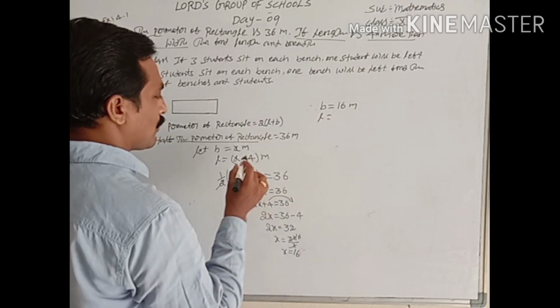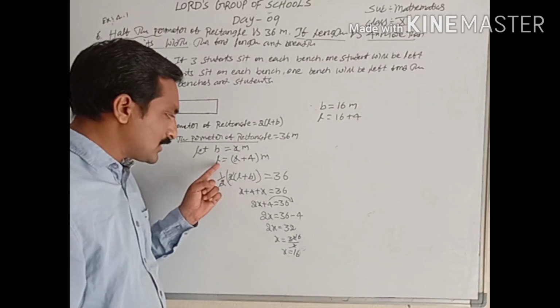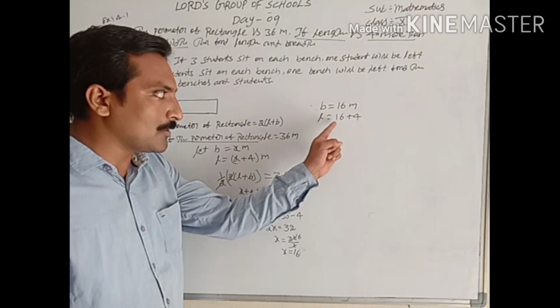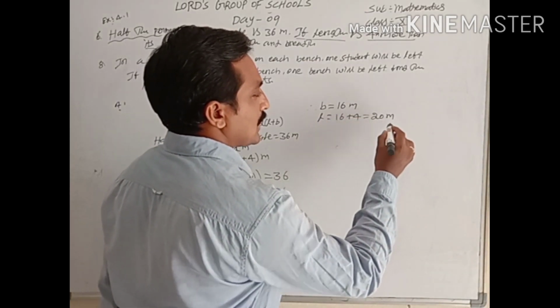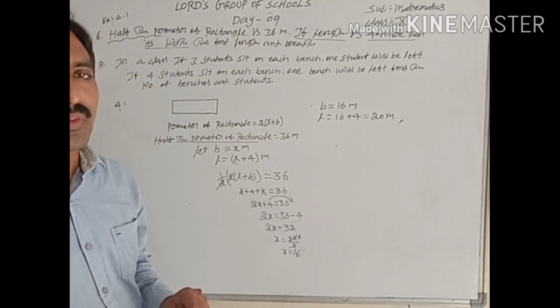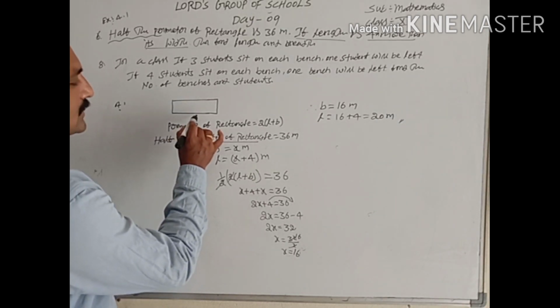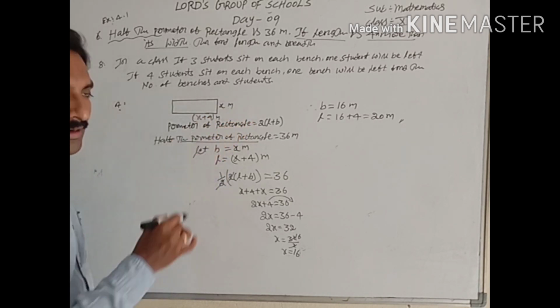Length is equal to 16 plus 4. Why? Because for length you took x plus 4. In place of x, what did you get? That value, plus 4. So you'll get 20 meters. This is the length and breadth dimension finding. Next, in the previous flowers and bees model problem, your length is x plus 4 and breadth is x meters. These two must be written in the figure.